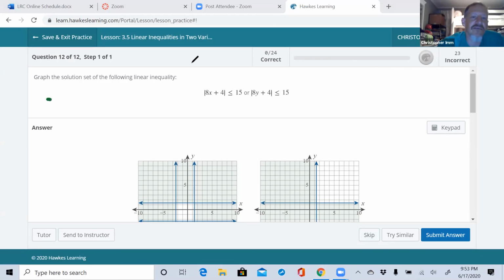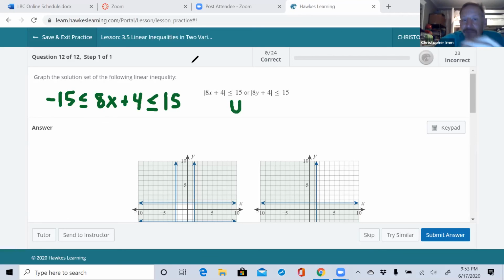We can say that the first one is negative 15 is less than or equal to 8x plus 4 is less than or equal to 15. Now that we have equal to, those lines should be solid. And notice that all these are solid. Or, so an or is a union. That means we're going to be taking everything. And this one is going to be negative 15 is less than or equal to 8y plus 4 is less than or equal to 15. Okay, so I have two double inequalities there.